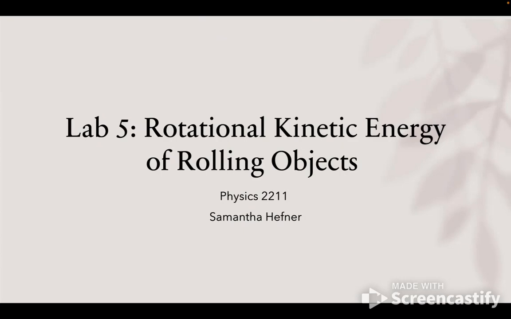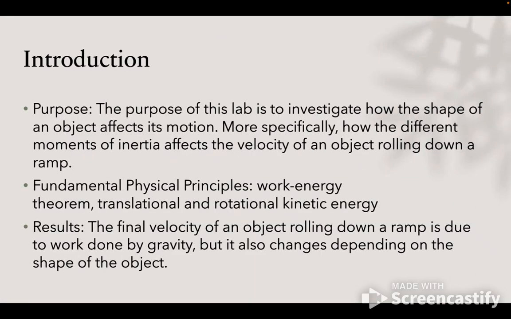This is Lab 5, Rotational Kinetic Energy of Rolling Objects, in Physics 2211, Samantha Hefner. So what I chose as the purpose of this lab is to investigate how the shape of an object affects its motion. More specifically, how the different moments of inertia affect the velocity of an object rolling down a ramp. The fundamental physical principles used are the work energy theorem, and then translational and rotational kinetic energy.